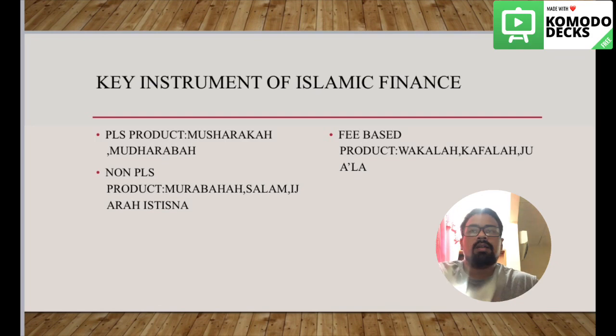Non-PLS products are most common in practice. They are generally used to finance consumer and corporate credit, as well as asset rental and manufacturing. Non-PLS financing instruments include murabahah, salam, ijarah, and istisna. For fee-based product, they have three, which is wakalah, kafalah, and ju'ala.